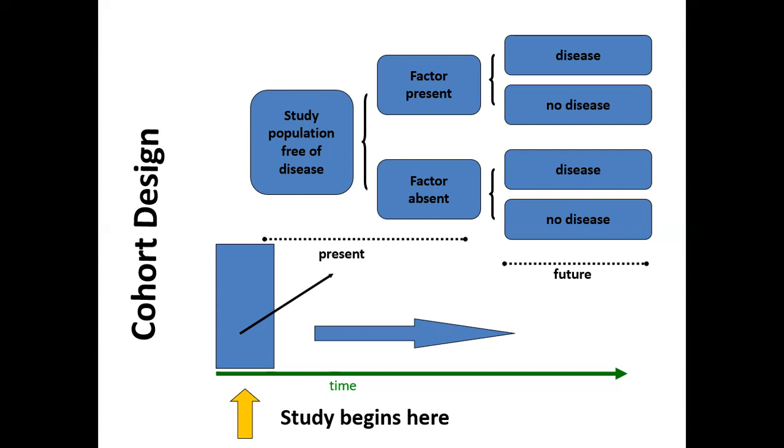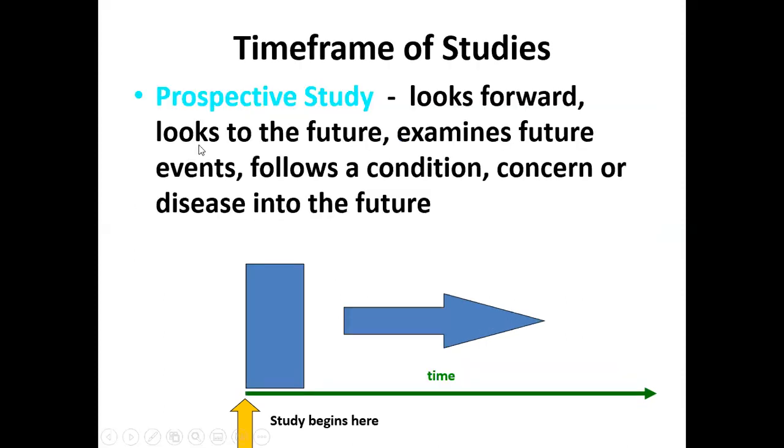We are following forward, right? So the time frame here, what we are talking about, is a prospective cohort study. Prospective, we are looking forward. We are looking to the future, as illustrated here, examining a future event or a condition or a disease that may happen in the future from a specific exposure.